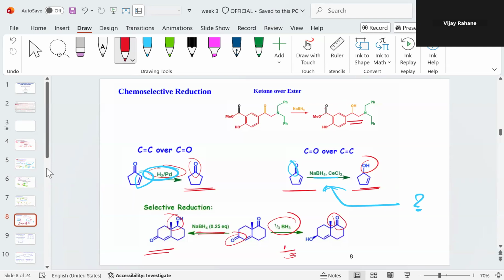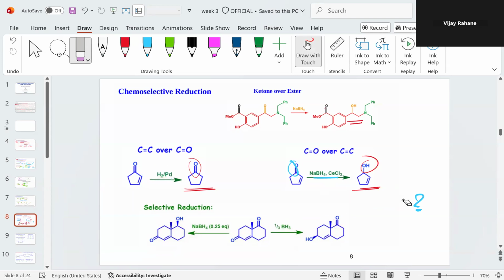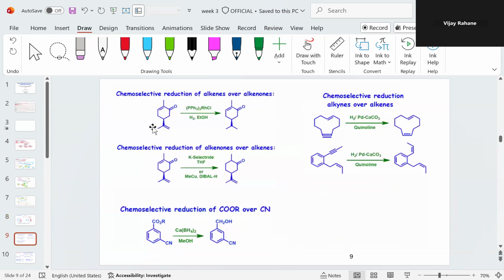So you can keep these two reagents in mind also. Okay, then we'll move to the next question, the next concept.